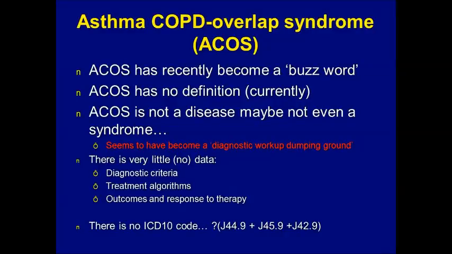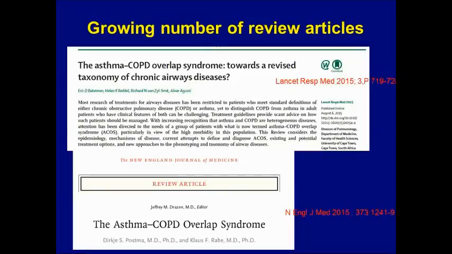But I'll put it to you that ACOS is more a buzzword. It's got no definition. It's not a disease. Maybe it's not even a syndrome. It's almost like a diagnostic workup or a dumping ground. There's very little or no data in terms of diagnostic criteria, treatment algorithm, and outcomes in response to therapy. And for us back home, we don't have an ICD-10 code to claim from the insurers.